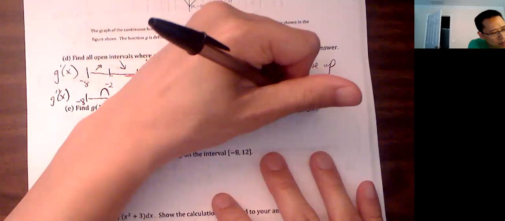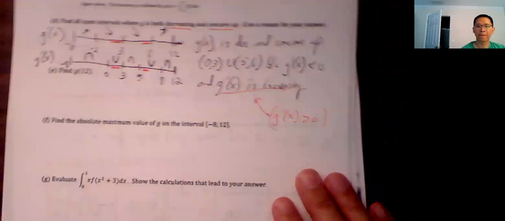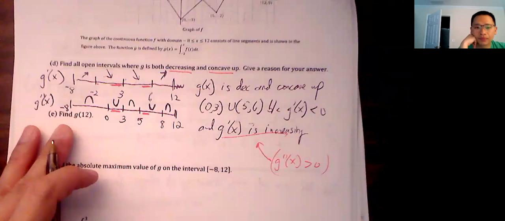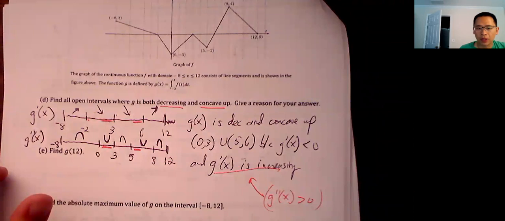Or if you want, you can say G double prime is positive. You can also say that as well. All right, good so far. And feel free to jump in at any time if you have any questions.